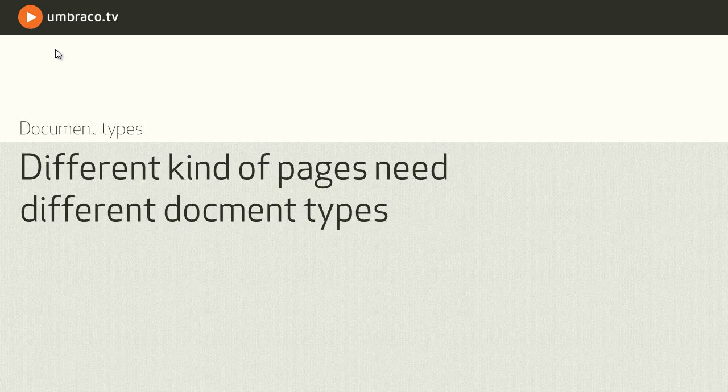Of course, your site will have more than one document type, just like you have different kinds of pages on your site, like the home page, which is different from a staff detail page, which is different from a contact page. So you'll have a number of document types to define the different data represented in your content. The different kinds of pages need different document types to store their unique data.